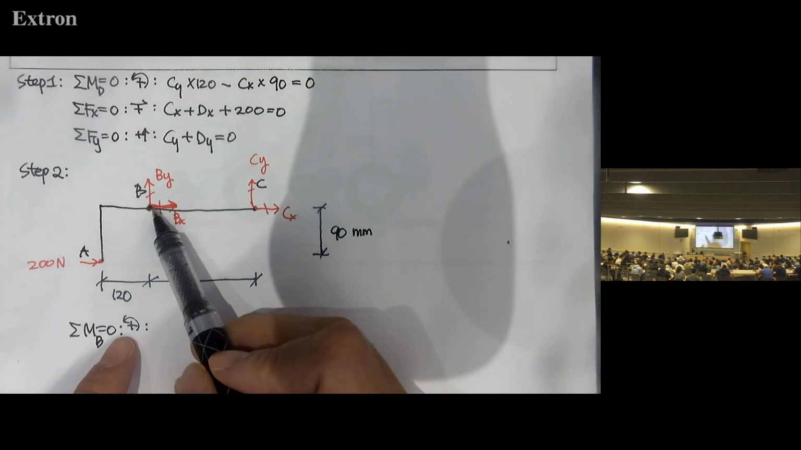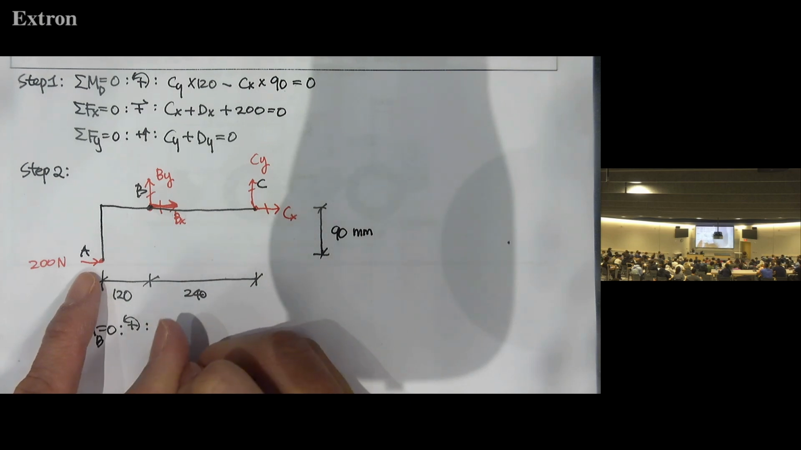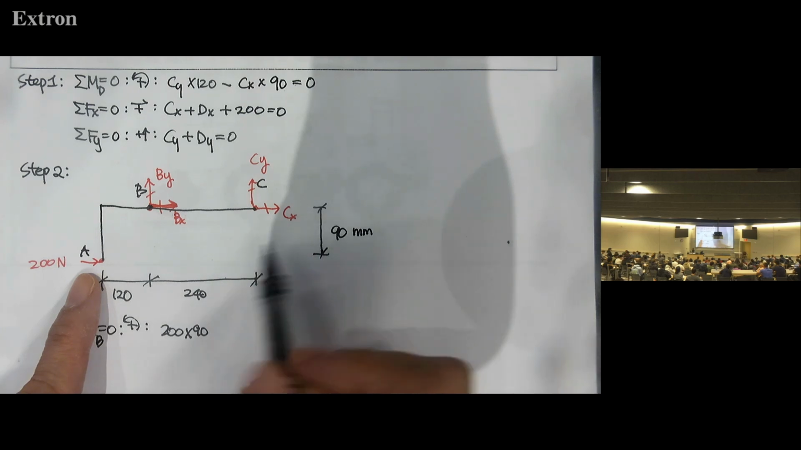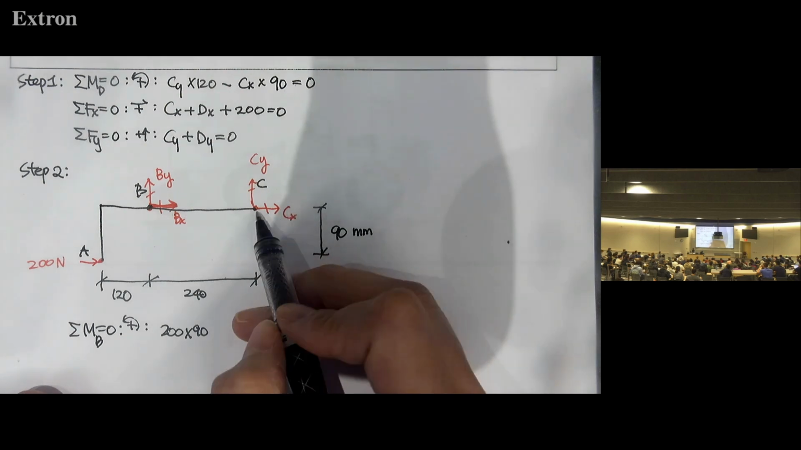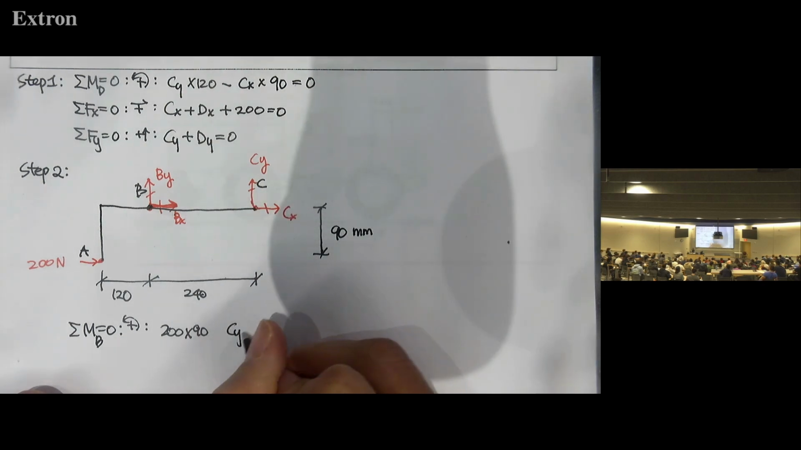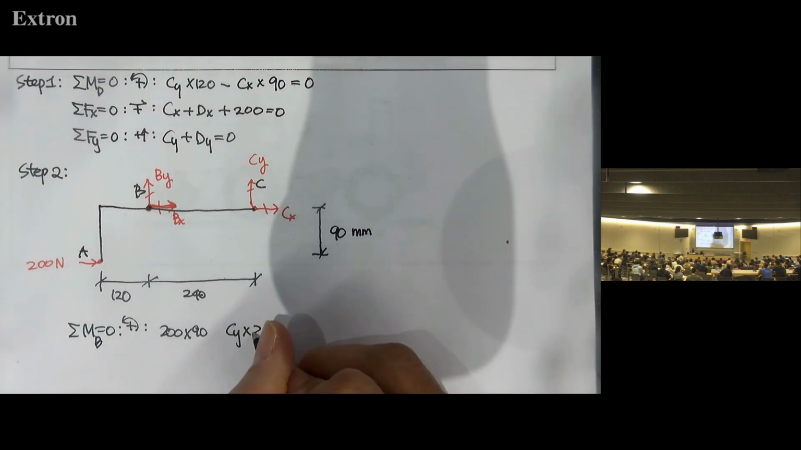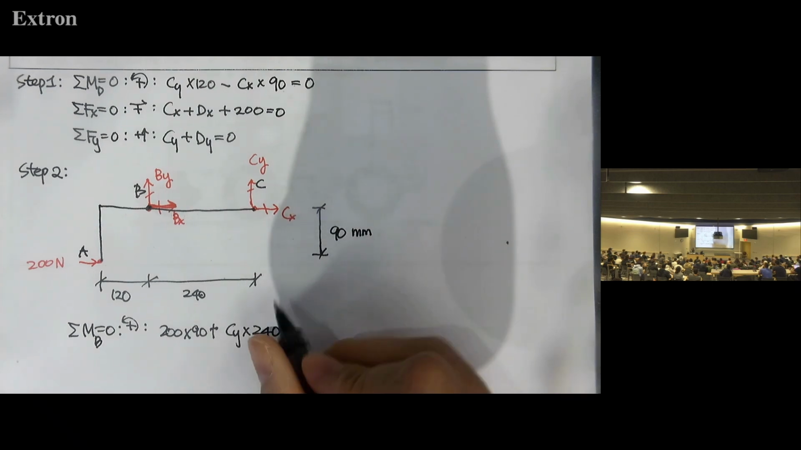So let's compare together. B is the reference point, so the moment by Bx and By is 0. Moment by 200 times 90. And then the moment by Cx is 0, yes. And then the moment by Cy times 240, yes, 240. And then plus.